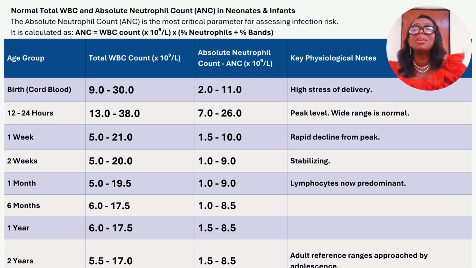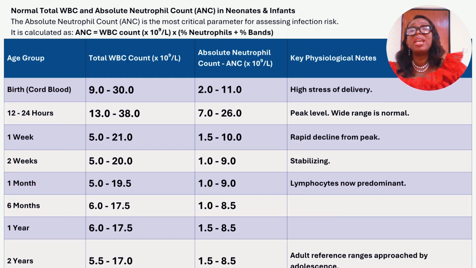The total white cell count is between 9.0 to 30 times 10 raised to the power 9 per liter. The absolute neutrophil count is about 2 to 11, while between 12 to 24 hours, there is a sharp increase to about 13.0 to 38.0 times 10 raised to the power 9, while the absolute neutrophil count rises to about 7.0 to 26.